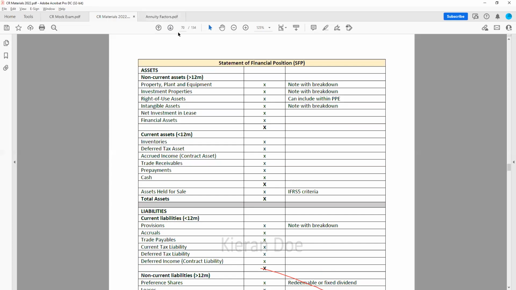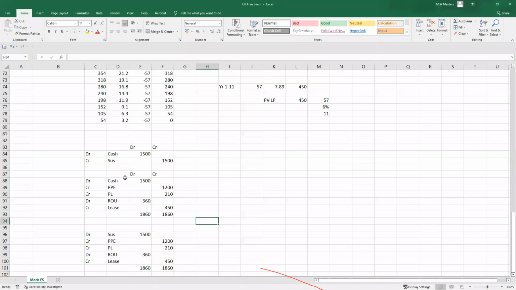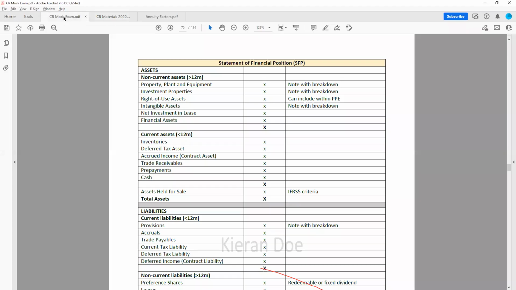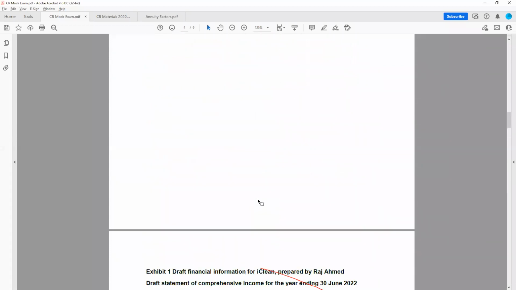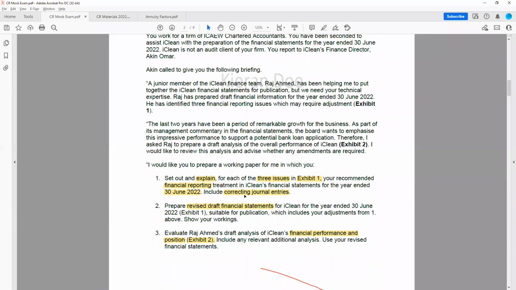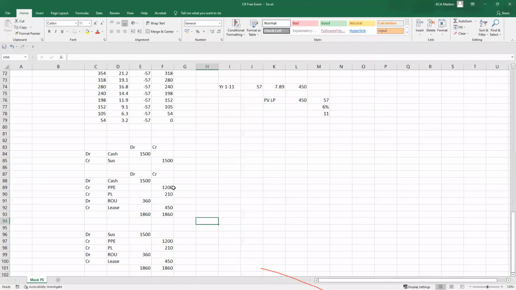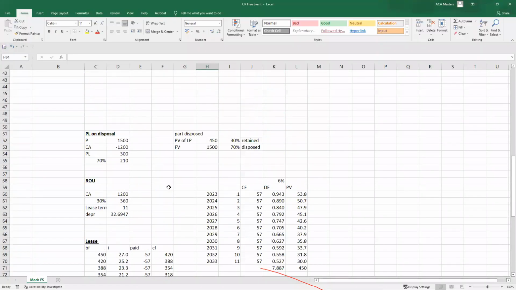So then, of course, once we have done that part, the next part to do would be to correct the draft financial statements. So hopefully you can kind of see now what I mean when I say it makes sense to do this part of the question as you go, after you tackle each issue, because we've just explained the treatment for leases. So of course it makes sense now to overlay those numbers onto the draft financial statements.